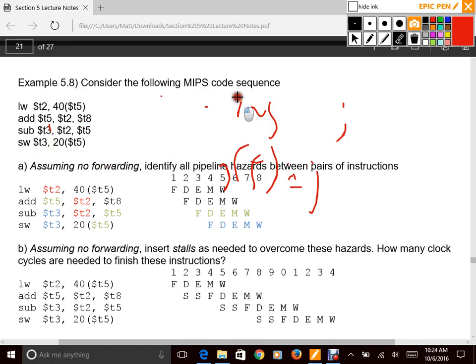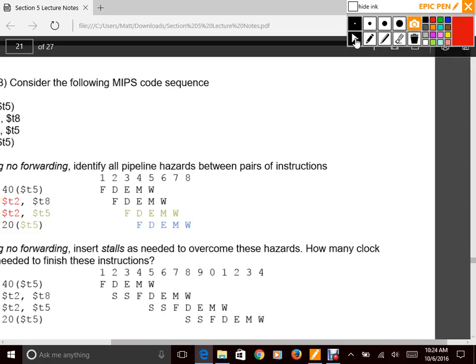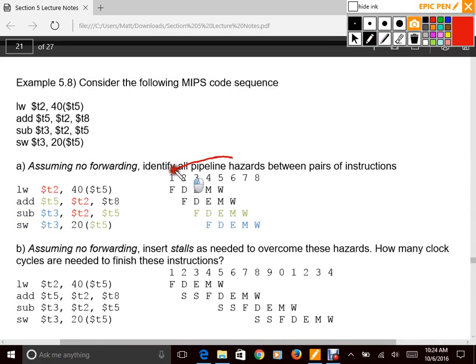So the first part of the question is, assuming no forwarding, identify all pipeline hazards between pairs of instructions. In this case, you have to understand how everything's flowing through the data path. You see how I've written out everything here: fetch, decode, execute, memory, write back. So in an ideal pipe, it would take 8 cycles.